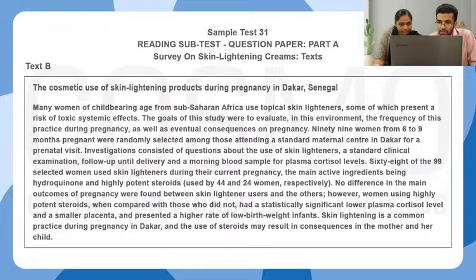Right, the fifth last line. No difference in the main outcomes of pregnancy were found between skin lightener users and the others. However, women using highly potent steroids, when compared with those who did not, had a statistically significant lower plasma cortisol levels and a smaller placenta, and presented a higher rate of low birth weight infants. So you got the specific texts for the answer. So can you tell us what's the answer for question 19?